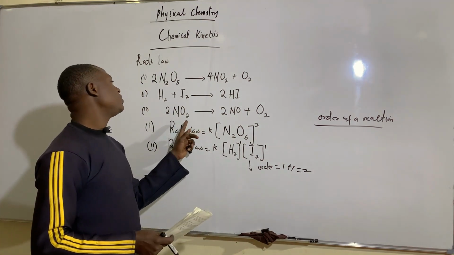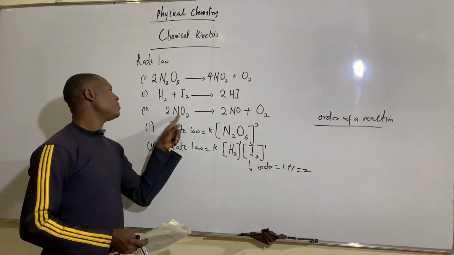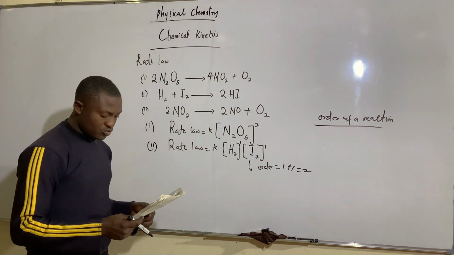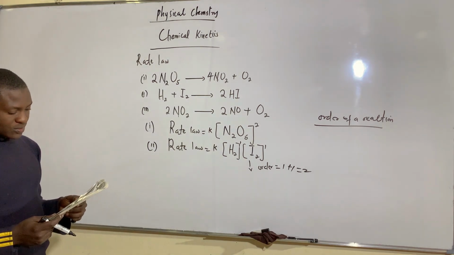Even if I want to do this one, it's going to be based on what we have at the reactant side. So that's going to be NO2 raised to the power of 2. Of course, the order is going to be 2 as well. I hope you are following, right? Good.